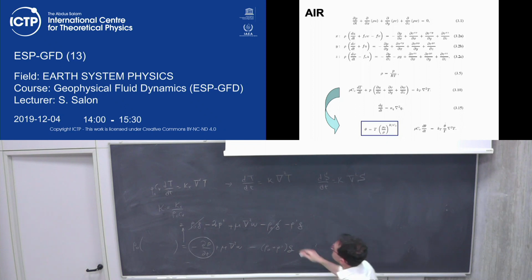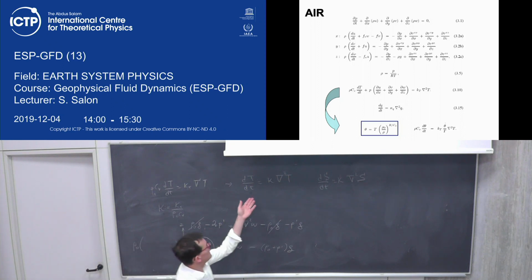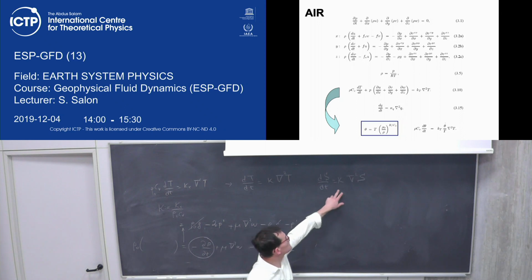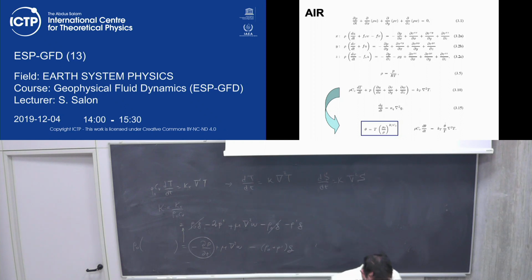So the continuity equation turned into a divergence-free equation. The energy equation turned into a temperature equation, which for the seawater is isomorphic to the salinity, and for the atmosphere is isomorphic to the humidity. So everything seems pretty interesting.